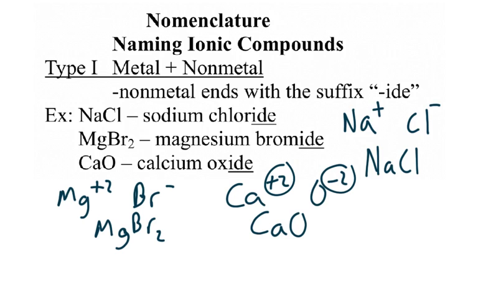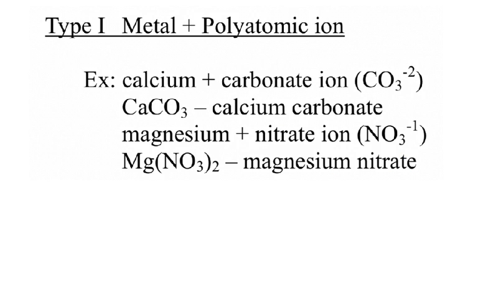Now, these are all binary ionic compounds. It's simply a metal with a non-metal. But what we're going to do now is name an ionic compound that has a metal and a polyatomic ion. There's a list that I'm going to show you in a moment. Here's an example of one. The carbonate ion is CO3 with a -2 charge. The nitrate ion is NO3 with a -1 charge. And you would obtain the formula the same way.